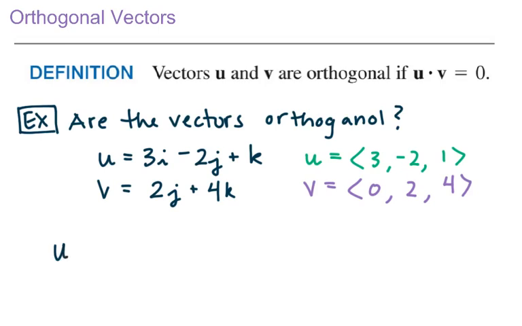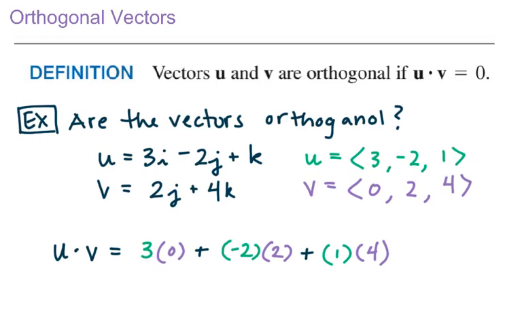So the dot product, u dot v, equals 3 times 0 plus negative 2 times positive 2 plus 1 times 4. Simplifying that, we have 0 minus 4 plus 4, which is 0. So because the dot product of these two vectors is 0, we know that these two vectors are orthogonal, or rather they lie at a 90-degree angle from each other.